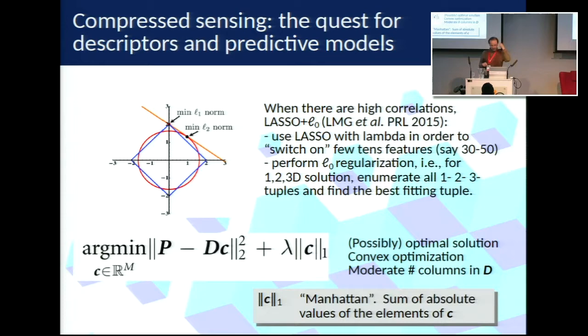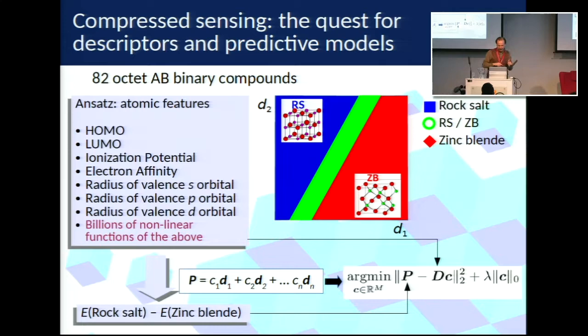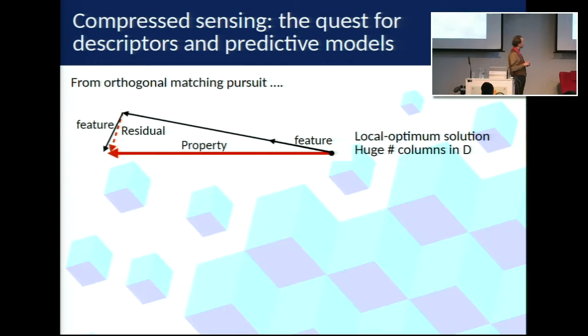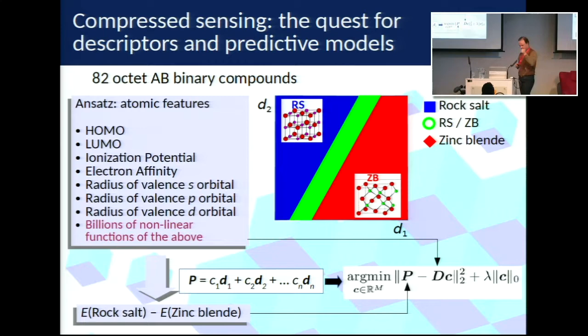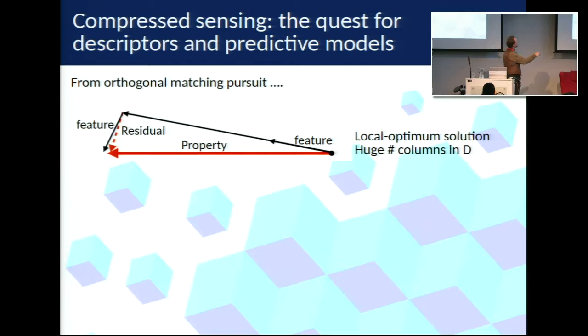Okay, back to the problem, and then the solution. One historical solution is the so-called orthogonal matching pursuit. You see again the problem: properties and a linear expansion over the basis functions. These are given, right? After you have calculated this nonlinear function, there will be one that has a maximum projection on the property. The property is a vector in n dimensions, same as the number of data points, and there will be one of these basis functions that has a maximum projection on the property.